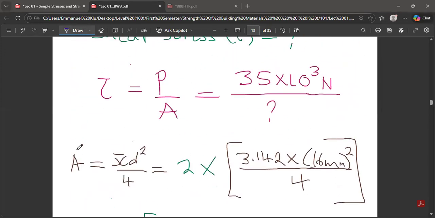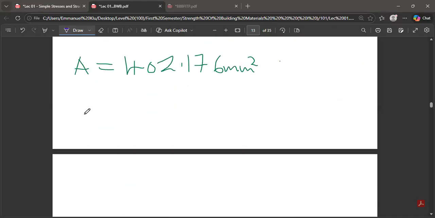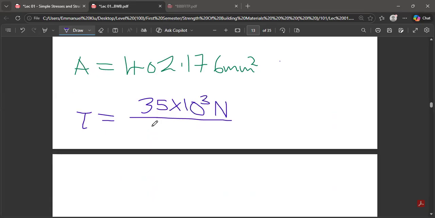So we said our maximum shear stress is now going to be equal to the load that was given to us. 35 kilonewton, yes, 35 kilonewton. So 35 times 10 exponent 3 Newton, all over 402.176 millimeters squared.